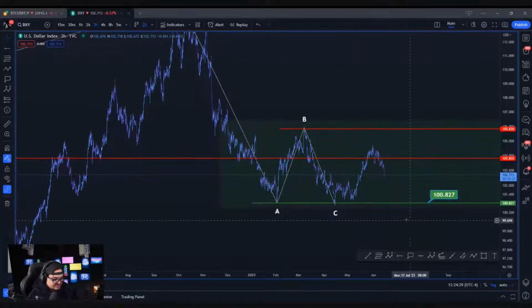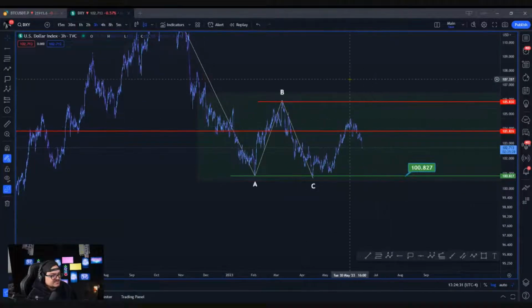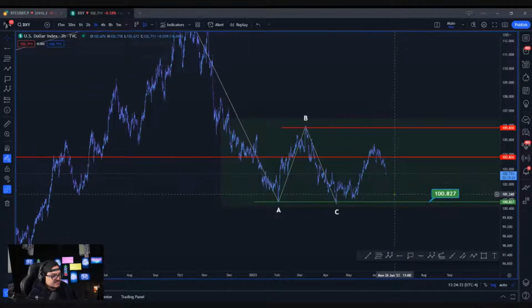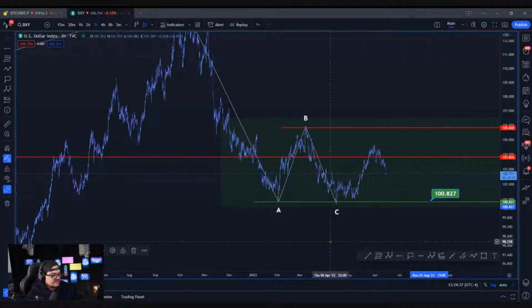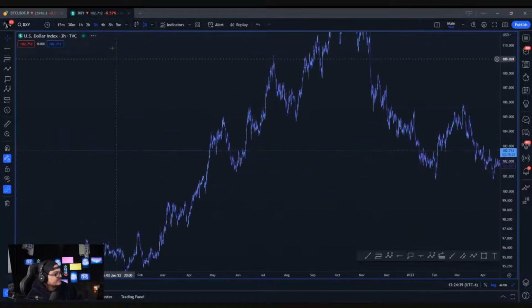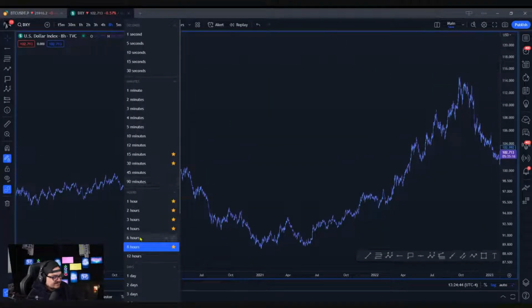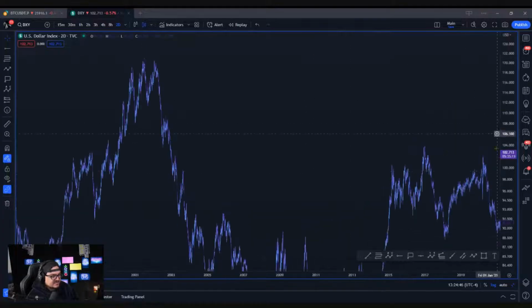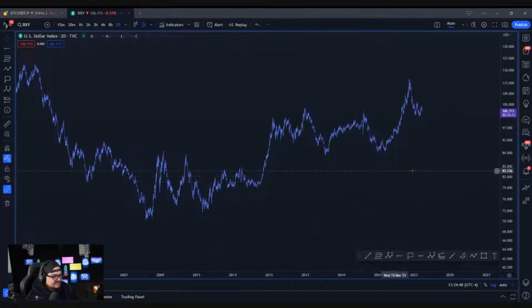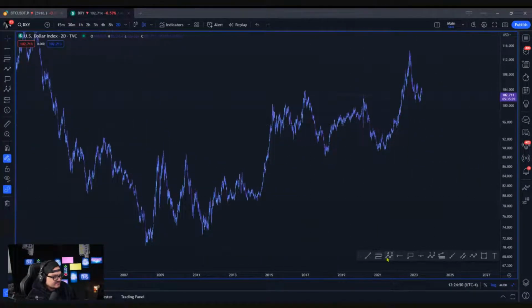It's not 100% perfect, I will say, but we can absolutely do TA on it and show you guys what I'm looking for and what to possibly expect for the DXY. Let's start off on a clean slate here. On the larger time frames, I've gone over this plenty of times, this is a very in-your-face ABC.